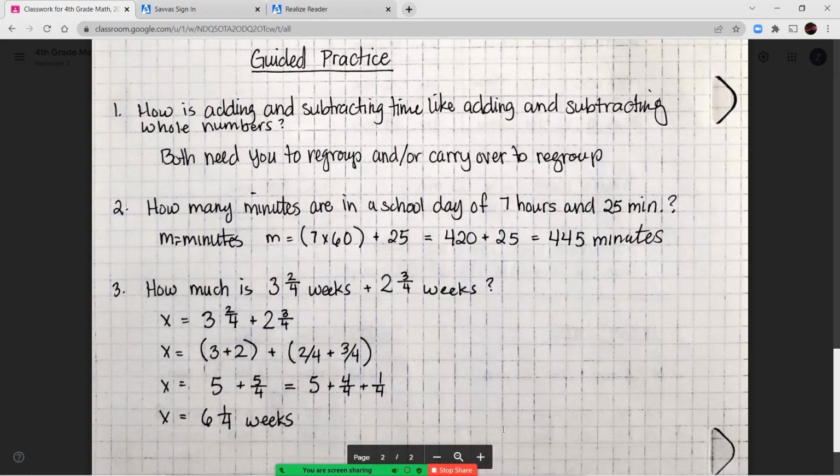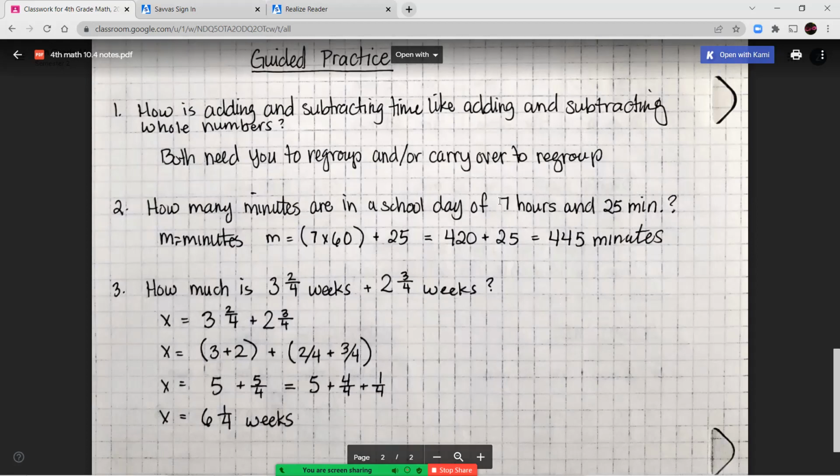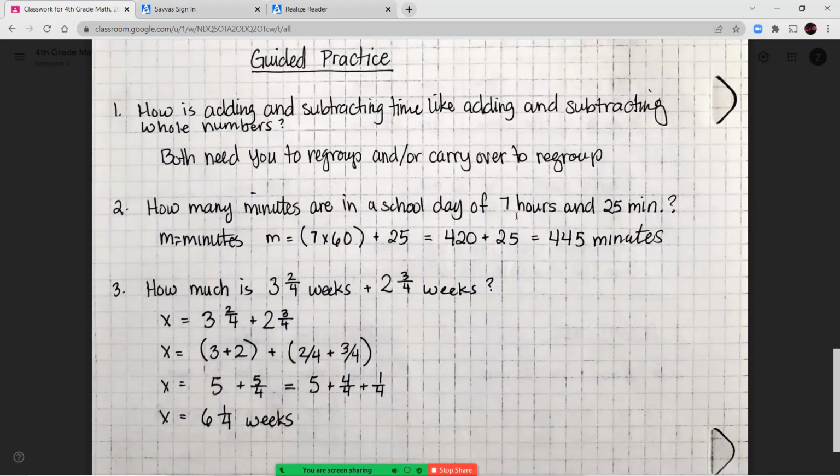Number 2, how many minutes are in a school day of 7 hours and 25 minutes? So if your total school day is 7 hours and 25 minutes, we want to figure out how much that is just in minutes. Now, I already have a minutes group, so I'm going to leave that aside. I want to figure out how much the 7 hours is. So I know 1 hour is 60 minutes, so I'm going to do 7 times 60, and then add those 25 minutes that we have. So 7 times 60, I know 7 times 6 is 42. So 7 times 60 is 420. 420 plus 25 gives me 445 minutes in a school day.